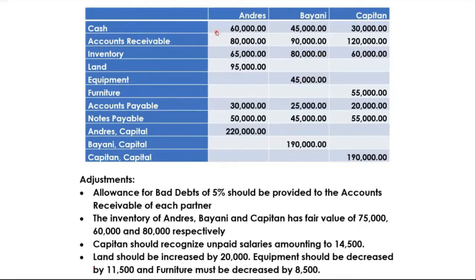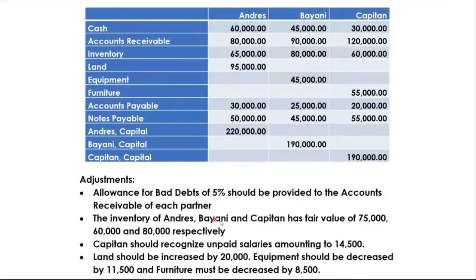Okay, so Andres, Bayani, and Kapitan have assets with balances as provided in the column. So we have cash, receivable, inventory, land for Andres, equipment for Bayani, and furniture for Kapitan. And then we have accounts payable and notes payable, giving us Andres capital with 220,000, Bayani capital with 190,000, and Kapitan capital with 190,000 also. Expected adjustments will be a 5% allowance for bad debts.